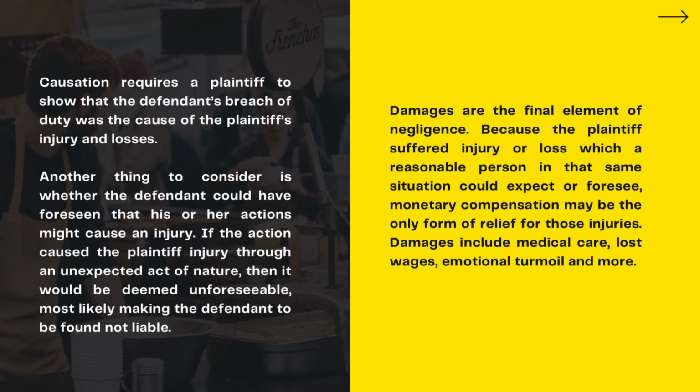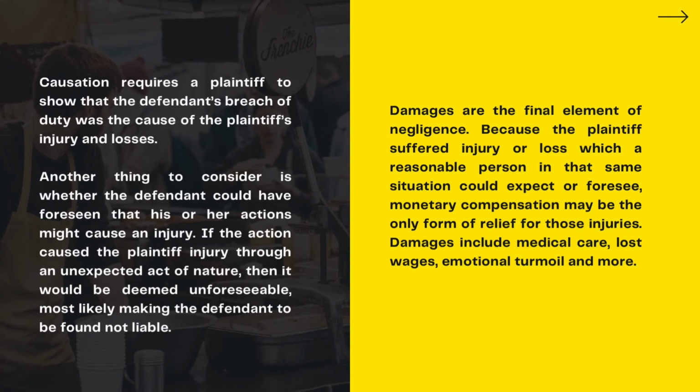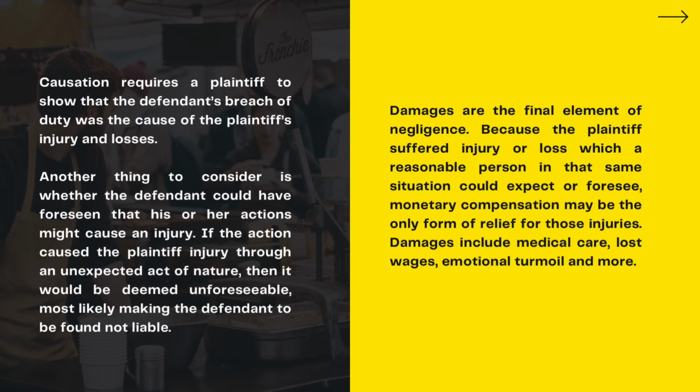Causation requires the plaintiff to show that the defendant's breach of duty was the cause of the plaintiff's injury and loss. Another thing to consider is whether the defendant could have foreseen that his or her actions might cause an injury. If the action caused the plaintiff injury through an unexpected act of nature, then it will be deemed unforeseeable, most likely making the defendant to be found not liable.